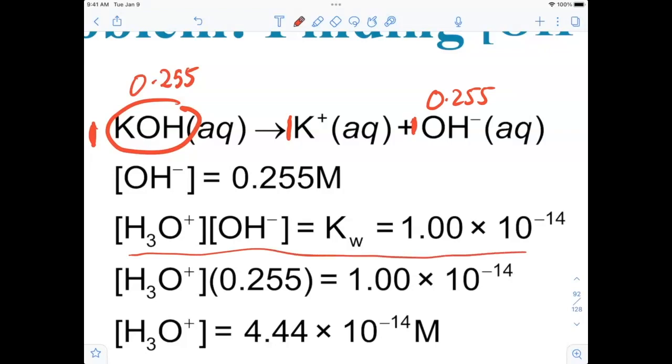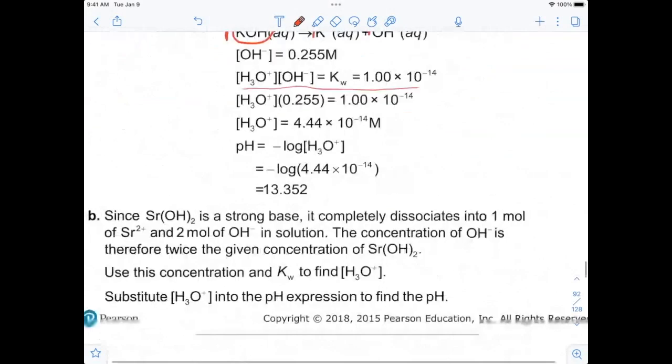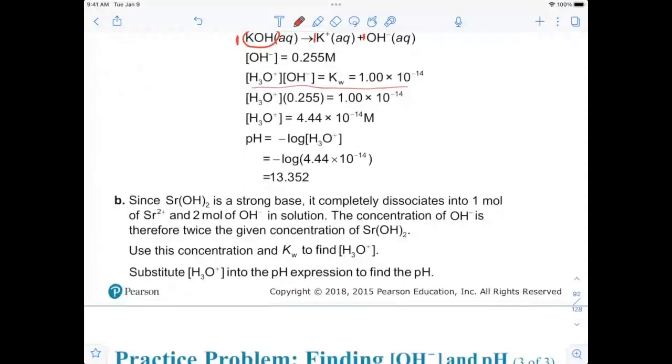And they use the Kw process, right? In the end, it works out. So I'm not going to be working this part out because I'm trying to go through this part here.